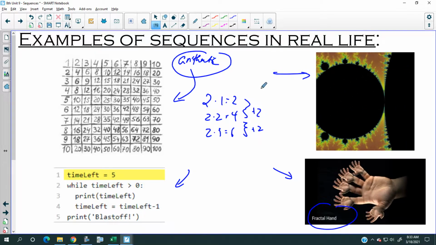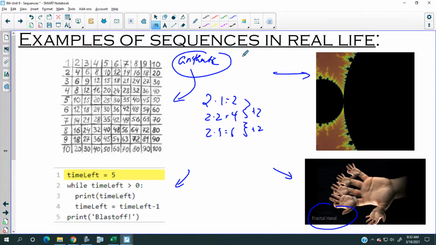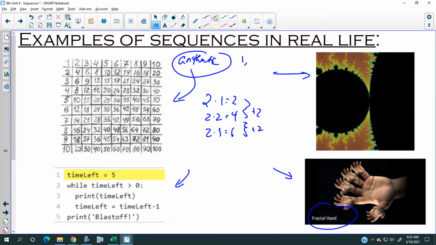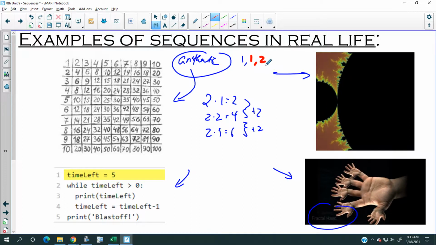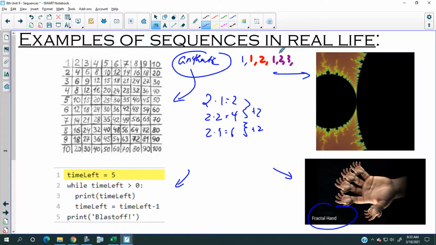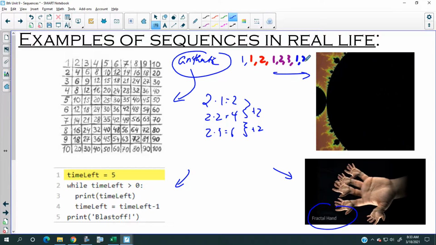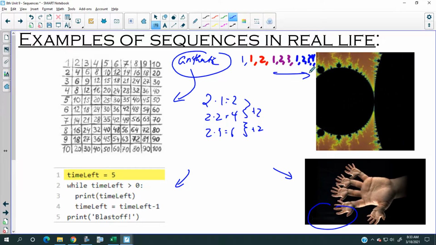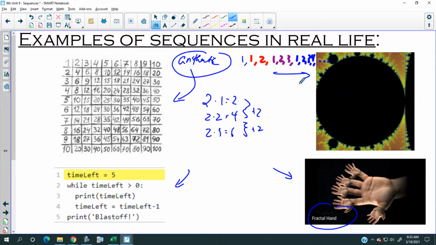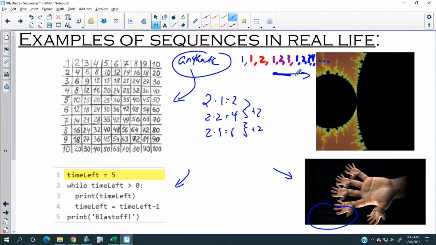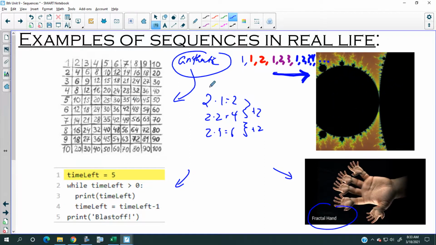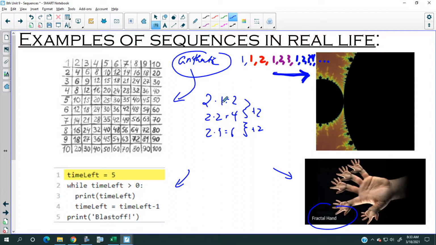Fractals are an example of a sequence. A fractal sequence is something like this. I'm going to color code this for you. 1, 1, 2, 1, 2, 3, 1, 2, 3, 4. Get it? So you see the pattern here. That's an example of a sequence in fractals. If you want to look into this a little further, I would encourage you to do so, but for time's sake, probably not for us.